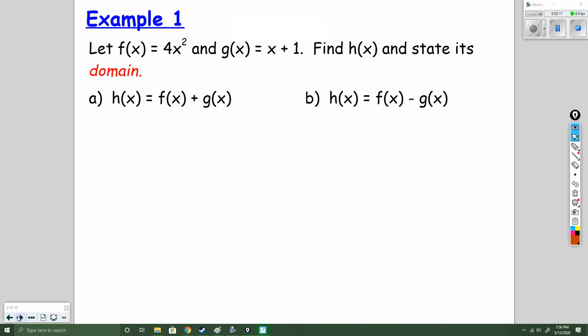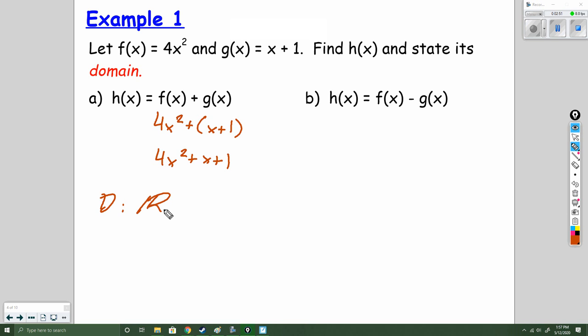In example 1, part A, we're just going to figure out what f of x plus g of x would be, if f of x is 4x squared and g of x is x plus 1. To create that new function h, we're just going to add these two functions up, and that would give us 4x squared plus x plus 1. That would be our new function h of x, and the domain of that function would be all real numbers.